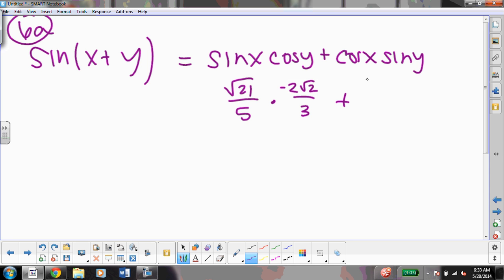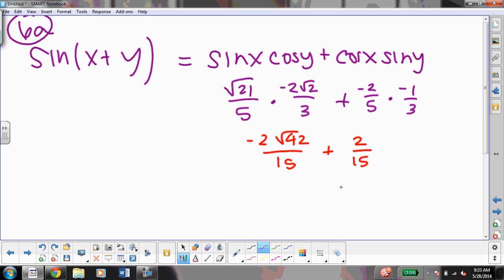Then we add on the cosine of x, which we're given in the original problem, is negative 2/5, and the sine of y, which is negative 1/3. So then we'll multiply together. We have negative 2√42 over 15 plus 2 over 15, which we can't really combine these numbers together, so the exact answer is 2 minus root 42 over 15.